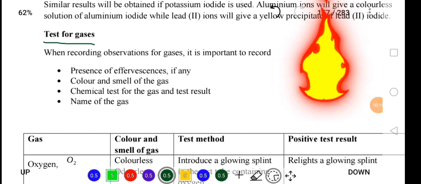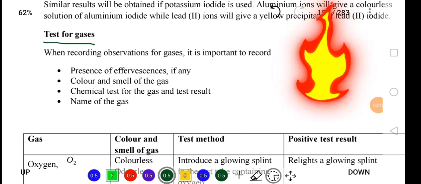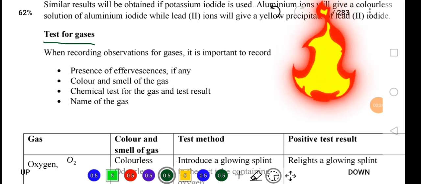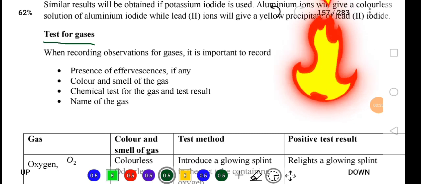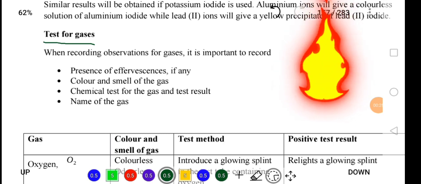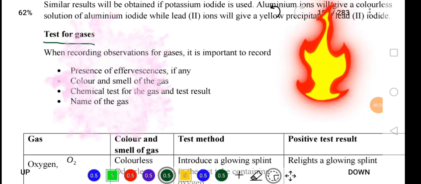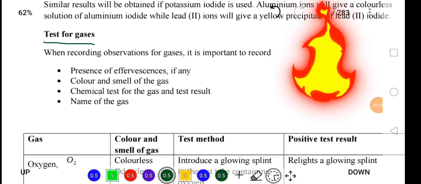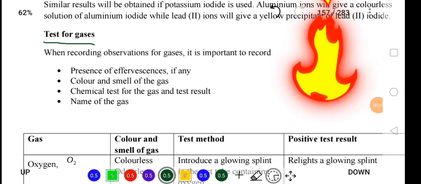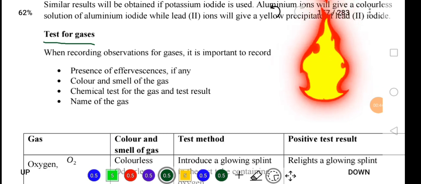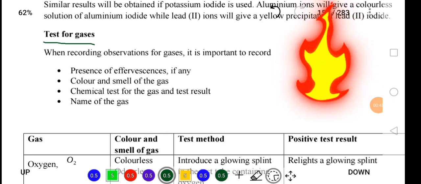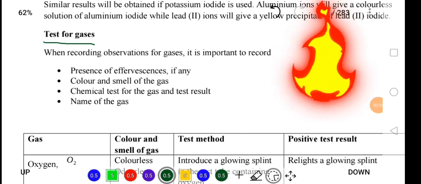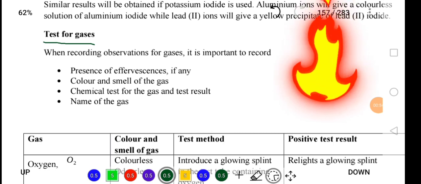Test for gases. Previously we did a lot about the identification of anions and the identification of cations. But definitely in chemistry, it is also important to look at the identification of gases. How do you tell from the chemical reaction that certain gases are being produced? This is the main purpose of this topic lesson today. Without wasting time, we are going to go direct to what we are supposed to learn.